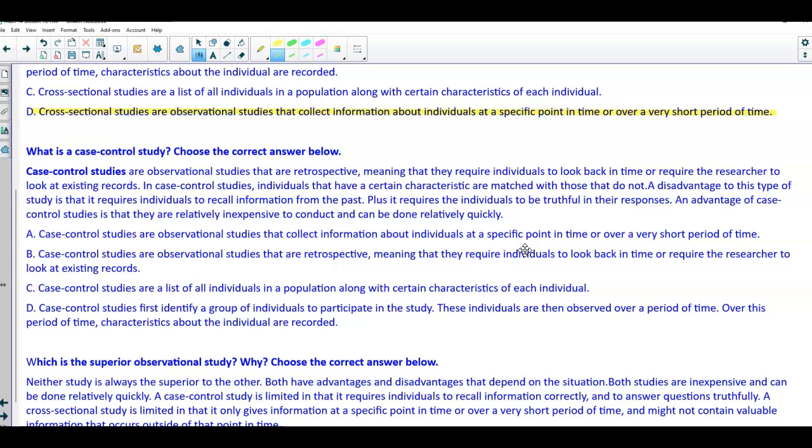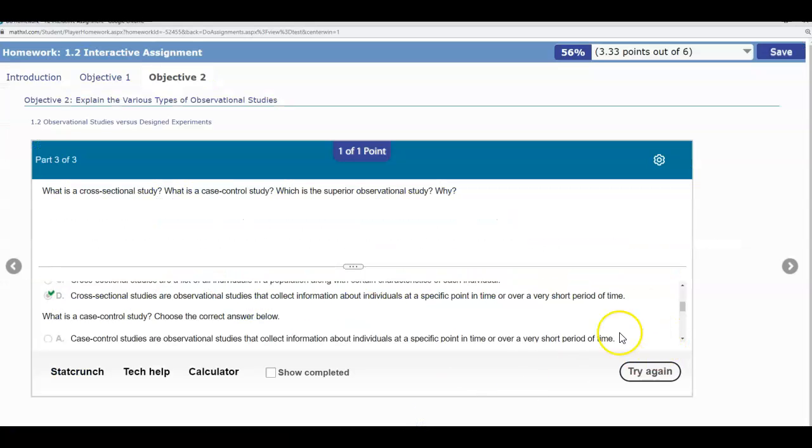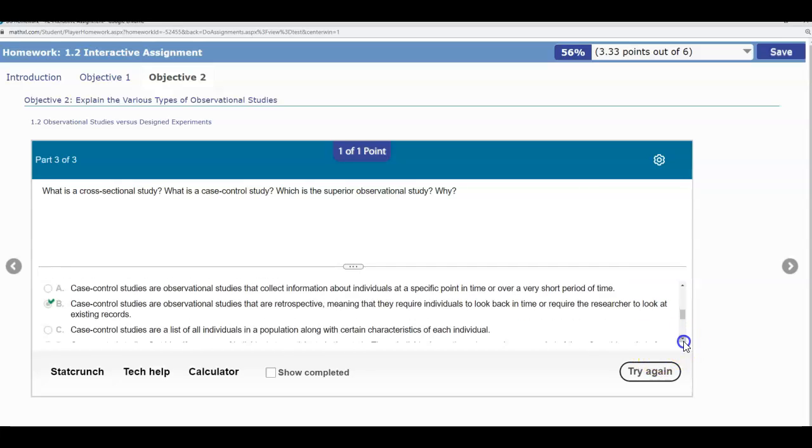So, since it's retrospective, we're going to say that B is the answer, because B states that case control studies are observational studies that are retrospective, meaning that they require individuals to look back in time or require the researcher to look at existing records. So therefore, the answer is B.